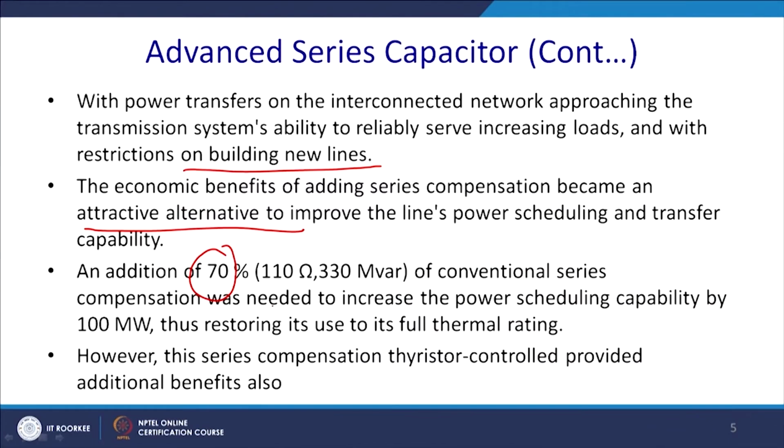The economic benefits of adding a series compensation become an attractive alternative to improve the power line scheduling and transfer capability. In addition, 70%, that means 110 ohm and 330 megavar of conventional series compensation was needed to increase the power scheduling capability by 100 megawatt. Thus, restoring its full thermal rating. So, we have to check the thermal rating. This ensures that it is within the limit of the thermal rating.